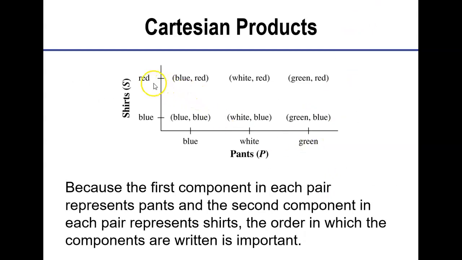Here you can see that we have 2 shirts, red and blue, and down here we have our pants, blue, white, and green. So we have blue-red, blue-blue, white-red, white-blue, green-red, green-blue. Because the first component in each pair represents pants and the second component represents shirts, the order in which the components are written is important.